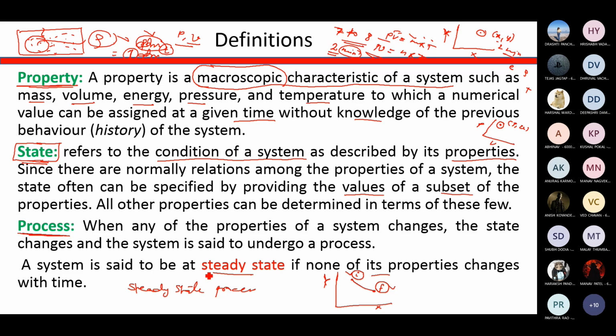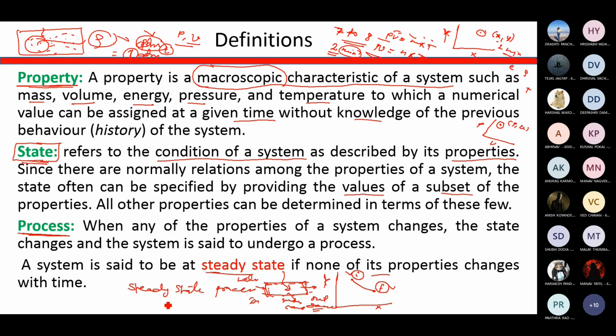Now what do we mean by a steady state process? Imagine water flowing through a pipe. This is the inlet and this is the outlet. Whatever mass is entering the pipe, the same mass is going out of the pipe. Suppose this is your control volume, then the mass within this control volume is the same all the time, or constant. It is not varying, right?